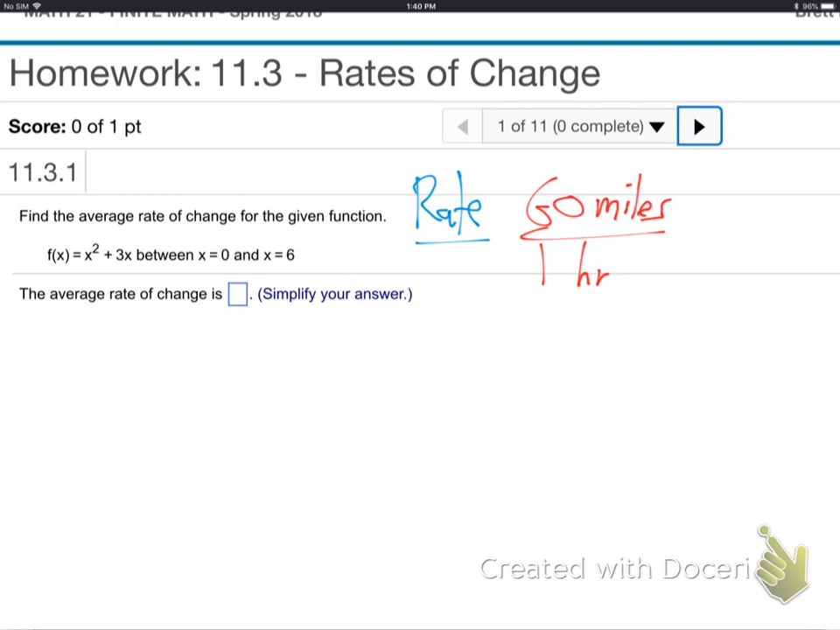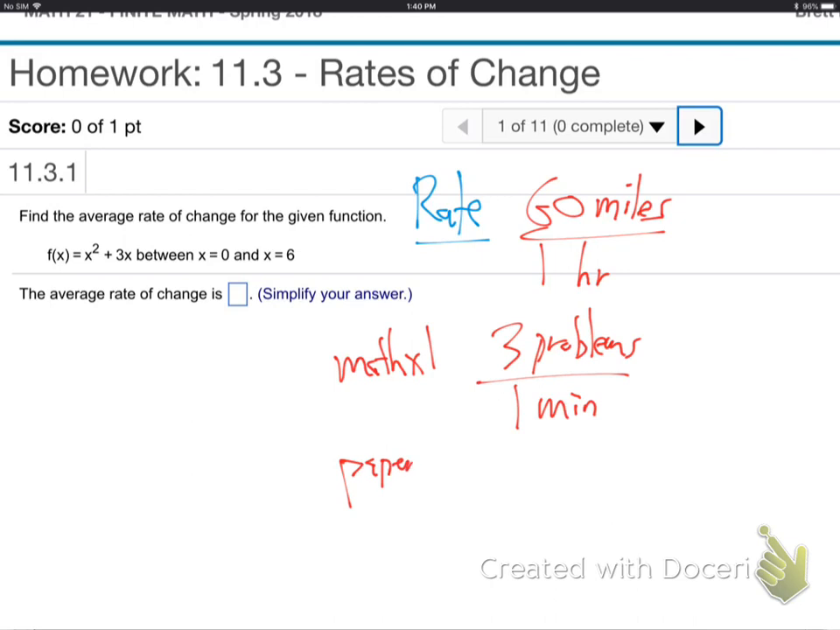How about if you say, I do Math Excel homework as fast as I can, and I can do 3 problems per minute. 3 problems per 1 minute. That'd be pretty quick. I'd be impressed if you could do that. Probably not, huh? What if I say I can grade papers, and I can grade 10 papers per hour? Notice, those are all rates. Those are all how fast something happens.